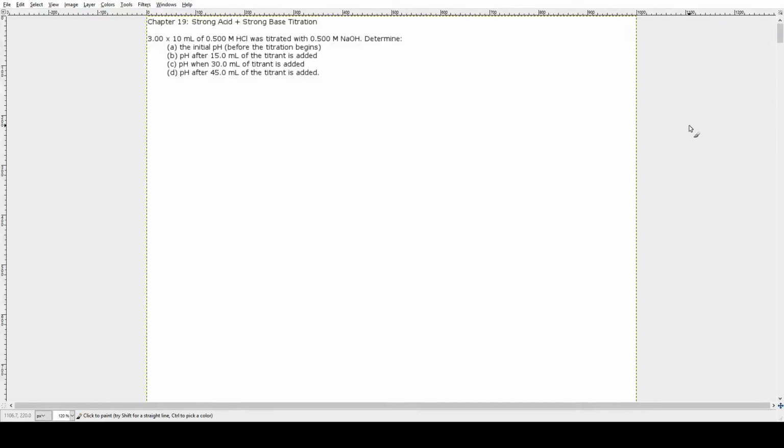We are back to our acid-base notebook with Chapter 19, a strong acid, strong base titration. 3 times 10 milliliters, that's there for sig figs, I think, 3 sig figs, of 0.500 molarity hydrochloric acid was titrated with 0.500 molarity sodium hydroxide. Determine the initial pH before the titration begins, the pH after 15 milliliters of the titrant is added, the pH when 30 milliliters of the titrant is added, and the pH after 45 milliliters of the titrant is added.